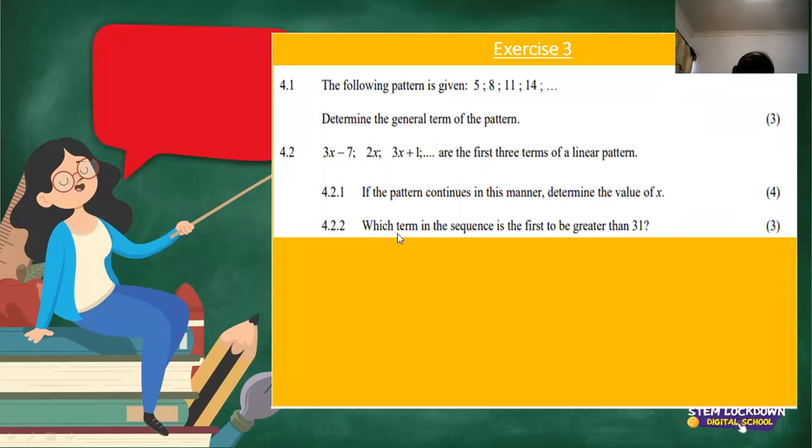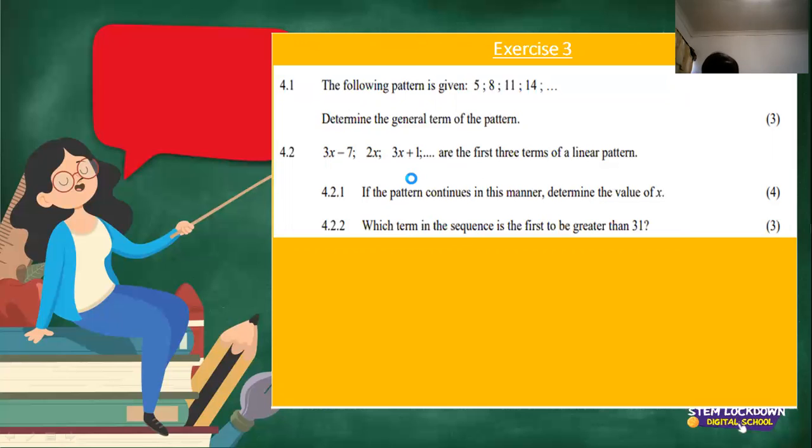So the next question: which sum in the sequence is the first to be greater than 31? So how do we answer such a question? The first thing to do is to find the real values of the sequence.